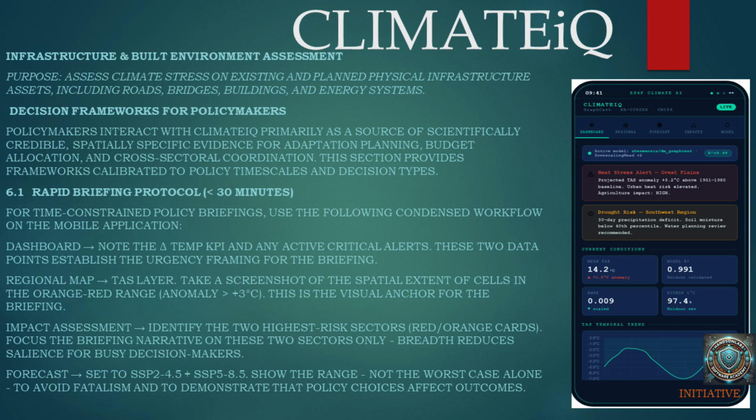The breadth reduces the salience for busy decision makers. Now for the forecast, set it to SSP2 4.5 to SSP5 8.5 to show the range, not the worst case alone, just to avoid fatalism and to demonstrate that policy choices affect outcomes.